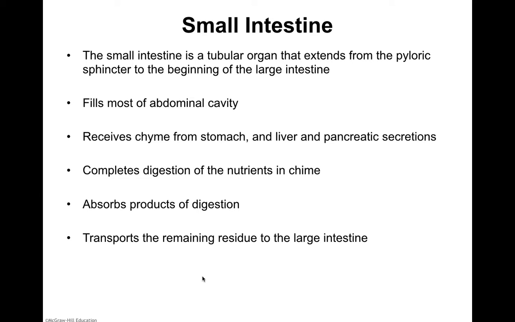The small intestine is a tubular organ that goes from the pyloric sphincter at the stomach to the beginning of the large intestine, the ileocecal valve. It fills up most of our abdominal cavity.